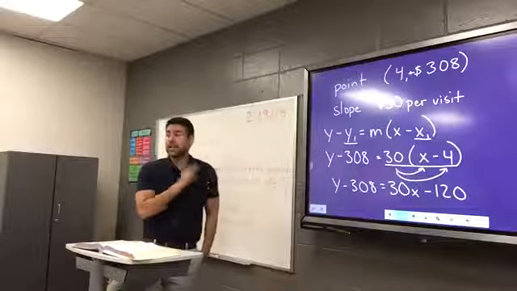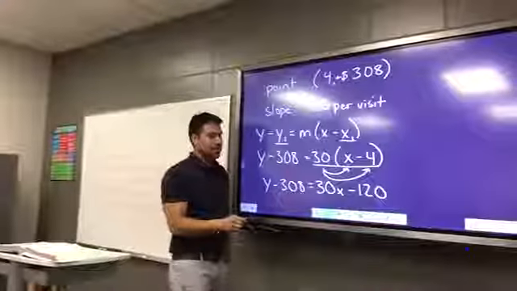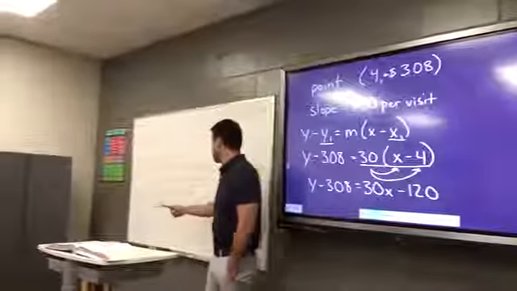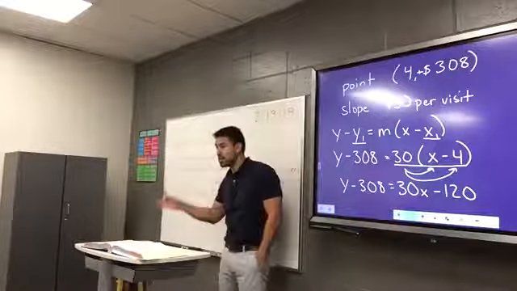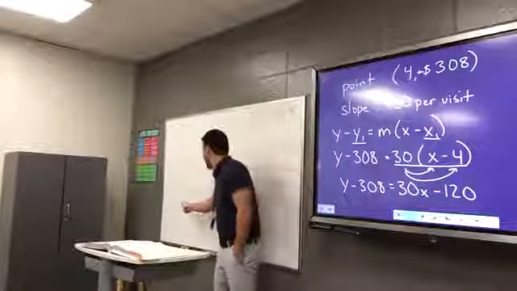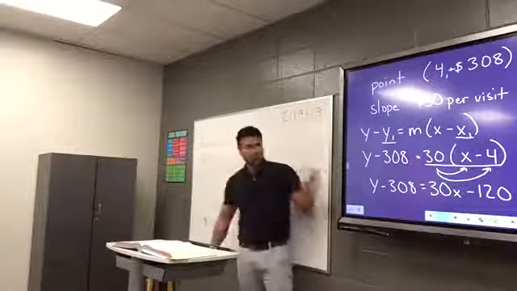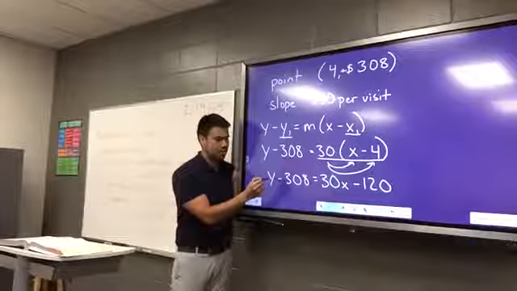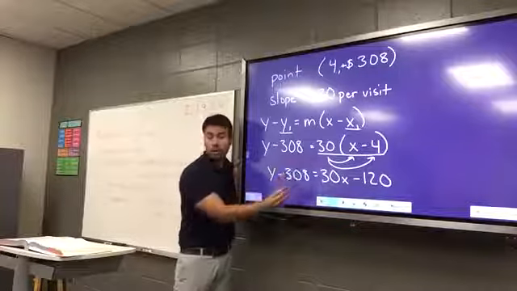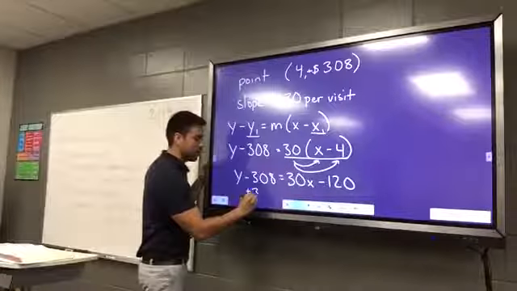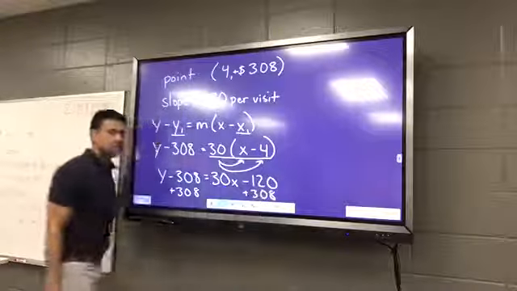I don't have enough to say how much she pays every month, but I want to get it into slope-intercept form. What's always by itself in slope-intercept form? y. Good. And they're going to ask you to get in slope-intercept form, so you're like, get y by itself. Okay, is y by itself? No. Do you know how I can get it by itself? Add 308 to get rid of this subtraction of 308. But you do it to both sides. So add 308 to both sides.